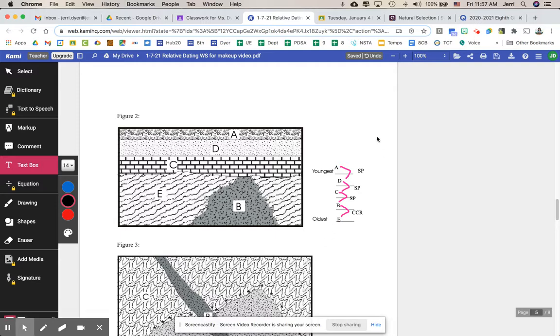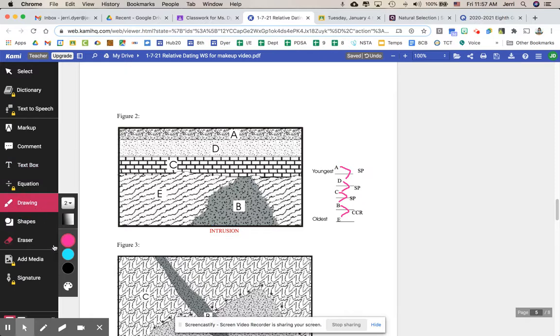Okay, here are your answers. You can check and see if you got those correct. You can pause for just a second if you'd like. And now let's go through and discuss, why is this the actual case? Well, first of all, B is our intrusion. We know that B is the intrusion because we have this zone of contact metamorphism right there.